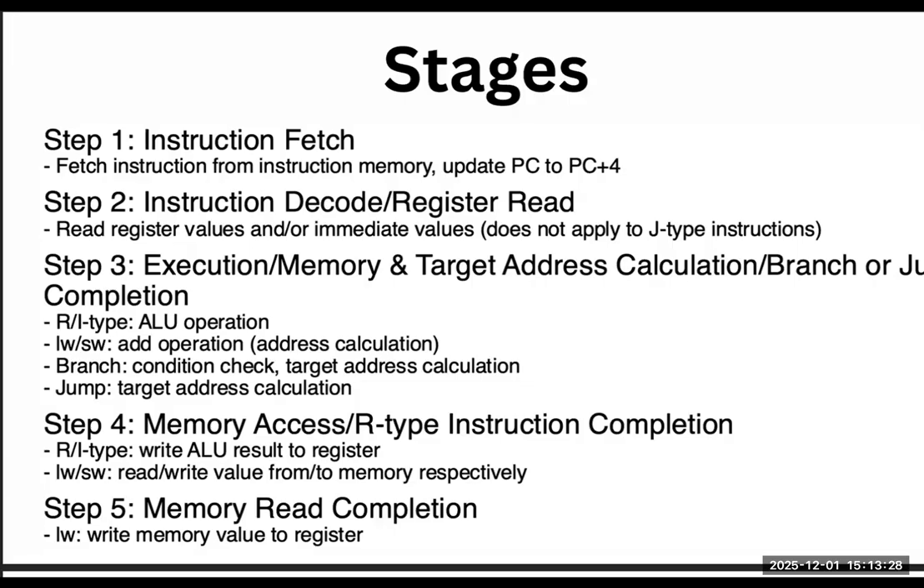And then step four, memory access or R-type completion. R-type instructions write their ALU result back to the register file. Load and store instructions access memory, reading or writing respectively. And then step five, the last one, memory read completion. This final step only applies to load word instructions. We take the value from memory and write it to the destination register. Okay, let's walk through an example.